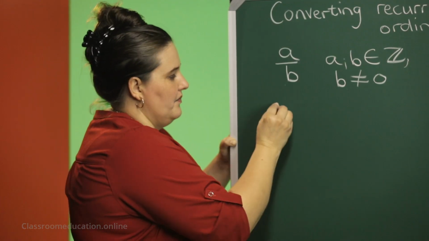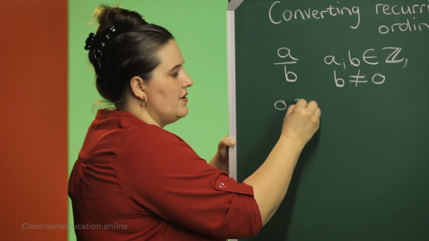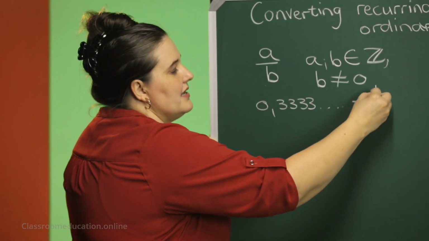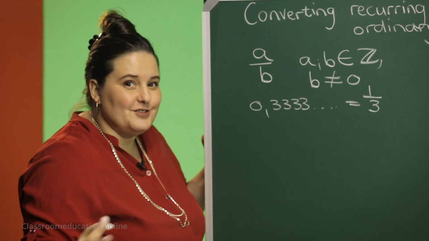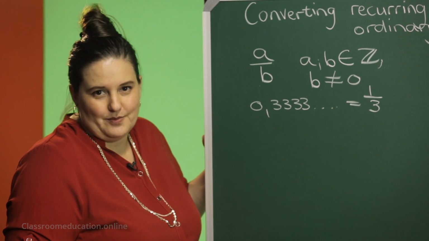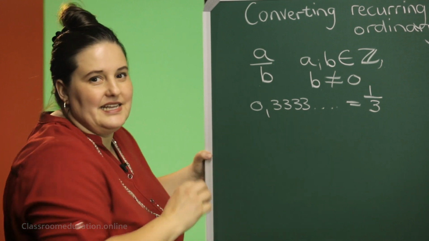For example, 0,3333 recurring is the same as a third. How do I know that? Let me show you how we can determine this. Let's do this as an example.